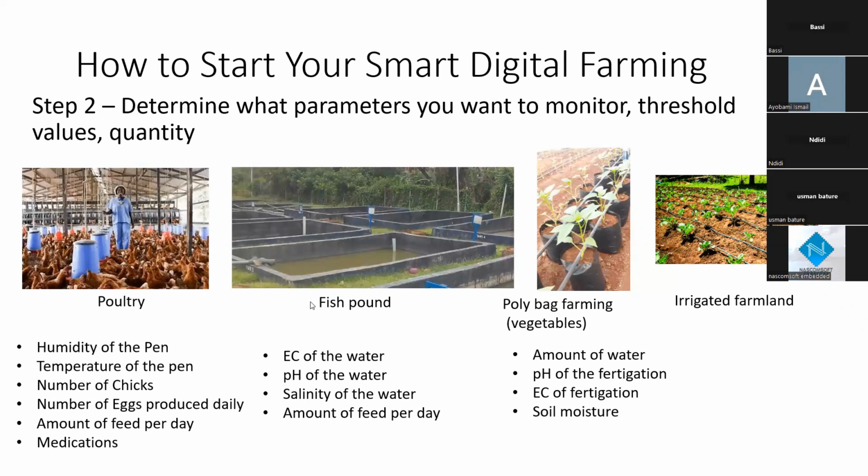So for a fish pond as well, you want to measure the EC or the pH of the water, because those are things that affect the growth of your fish. So if you don't know that, please know that now. So you need to know what parameters affect the growth of your produce.